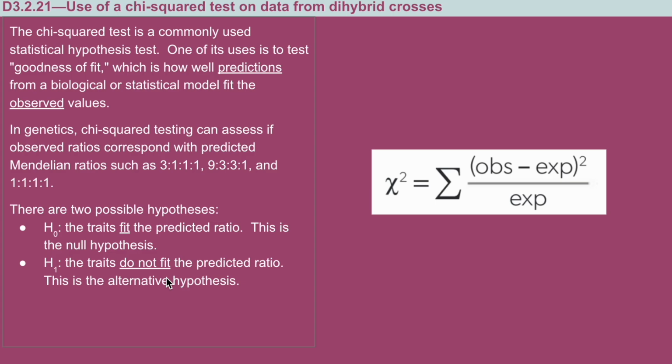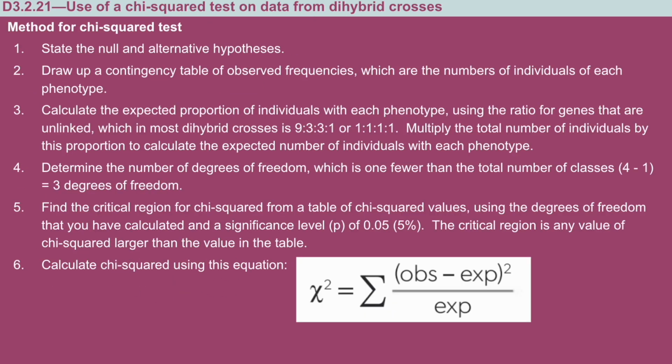This is going to be our alternative hypothesis and indicate that crossing over has likely occurred. So the first thing you want to do is state those hypotheses. Then we're going to draw up a contingency table of the observed frequencies. We're going to calculate our expected proportion of individuals with each phenotype. We'll determine the degrees of freedom by just looking at the number of classes and subtracting 1.